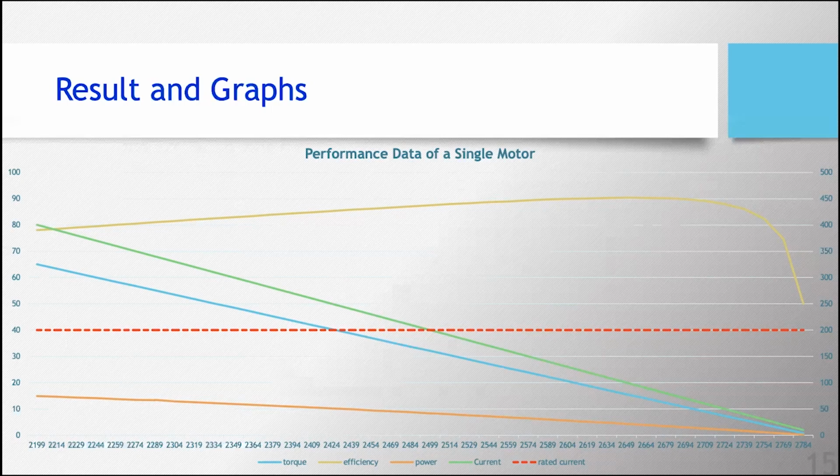Here we can see on the x-axis we have RPM, and we have plotted various curves like torque, efficiency, power, current, and the rated current depending on our RPM requirements and all.